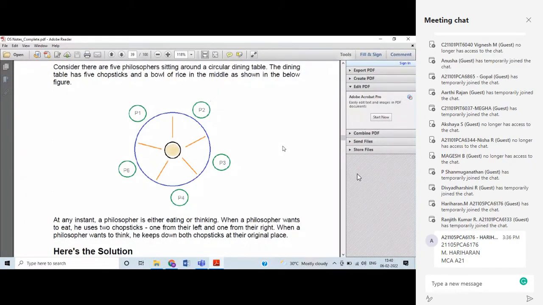Yes. So this situation is called the deadlock situation. In order to avoid this deadlock situation, what is the solution here?